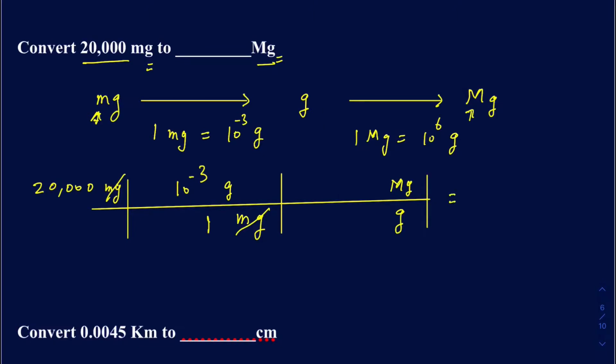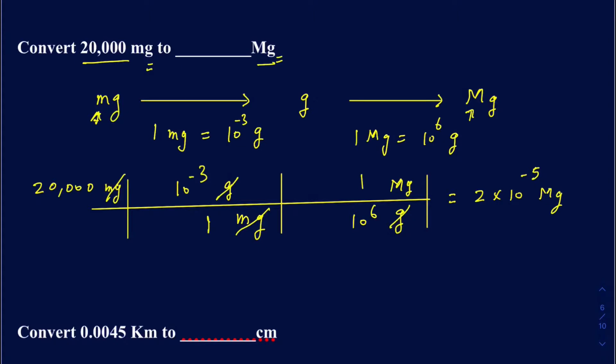Okay, and then go ahead and fill in the values. Remember, 1 megagram is going to be 10 to the power 6 grams. So that cancels out as well. So when you do this math, you got 20,000 times 10 to the minus 3 over 10 to the power 6. When you do all this math, it is going to come out to be 2 times 10 to the minus 5 megagrams.